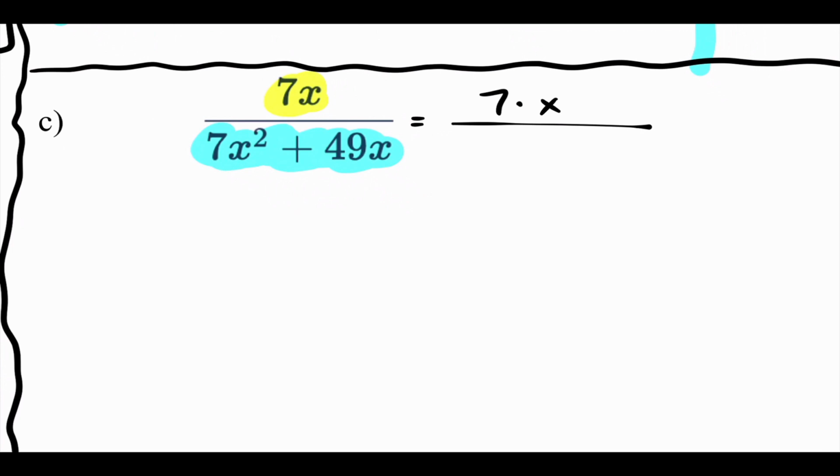Bottom is a binomial. Does it have a GCF? Yeah. 7x, yeah. So we got 7x here. And then I get x plus 7 here, right? Got a lot of 7s. Can I cancel any of them out? So you can cancel out monomials with monomials and binomials with binomials.